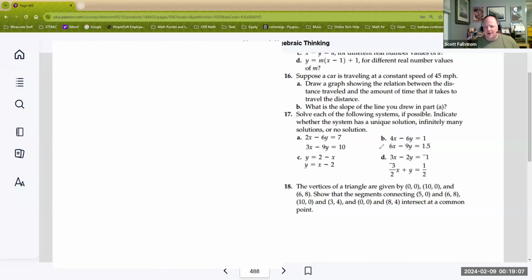Why don't I try the one that I think most of you probably go for, which is the one that has some fractions. So I'll do that one. Maybe I'll pick one other one. But again, the goal is to understand the idea. So write out your two equations, 3x minus 2y equals -1, and -3/2 x plus y equals 1/2.